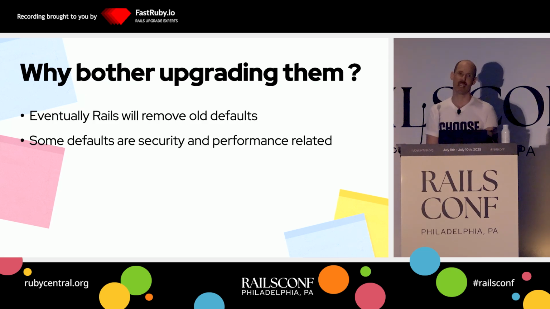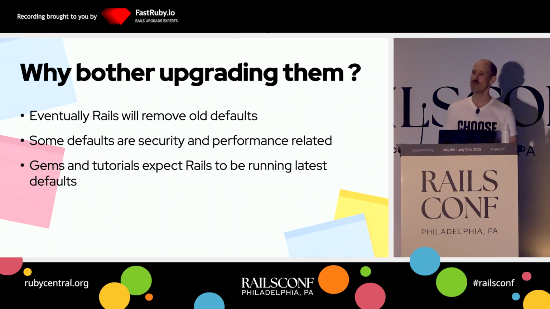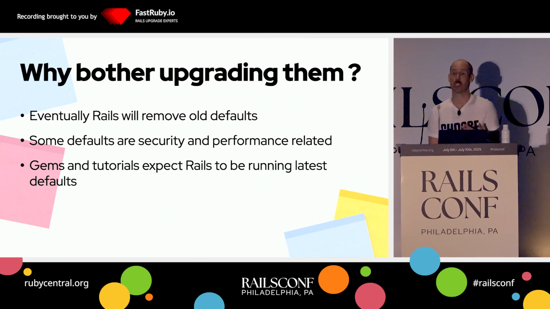Like we talked about with SameSite Lax, a lot of these defaults are performance and security related. This is one that has bit us a lot. Gems and tutorials generally expect Rails to be running on the latest version of the defaults. So you might take a gem, and it might assume that you have your set cookie headers set, or that you're going to get a warning or an error if you don't populate a belongs_to association. And if your application isn't doing that, you can run into problems.